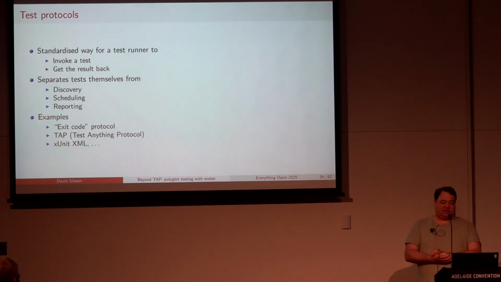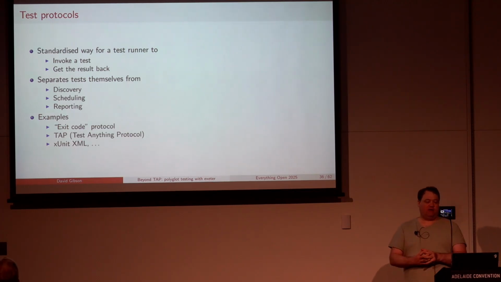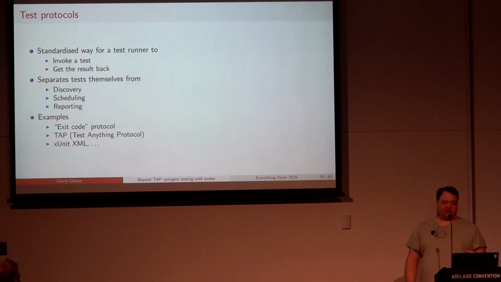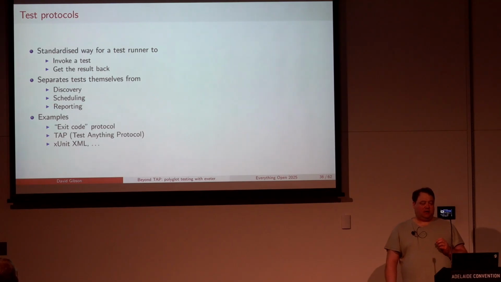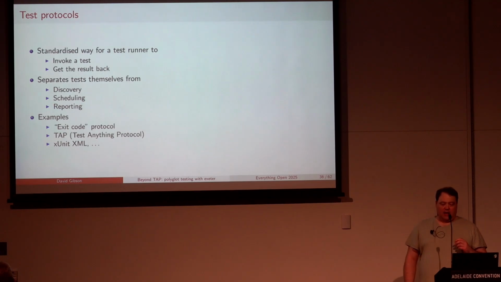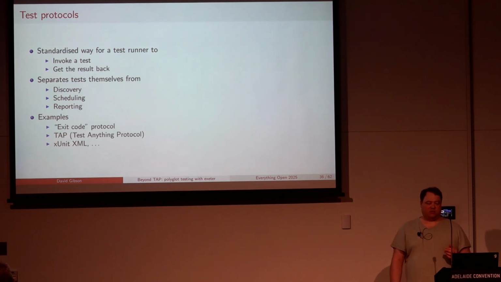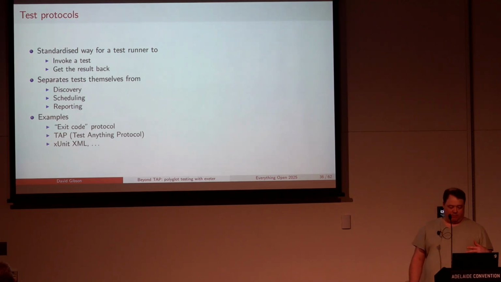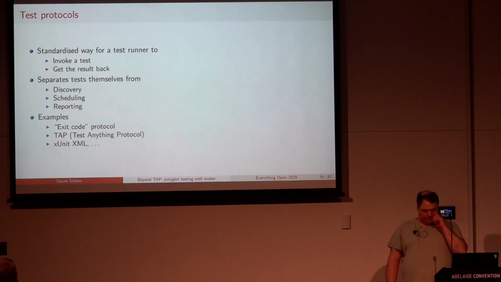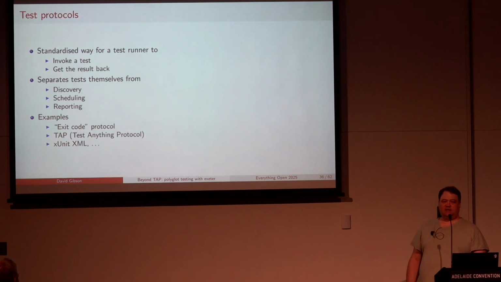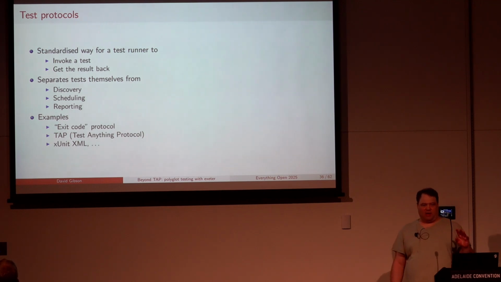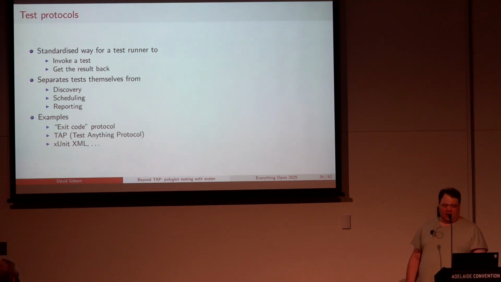is what's called a test protocol. So this is a standardized way for a test runner to invoke a test and get the result back. So it separates running the tests themselves from discovering the tests, so figuring out what tests are run, scheduling and running them, and reporting them. There are several of these, not nearly as many as there are frameworks. I'm going to talk about two. The other big one is XUnit XML. I'm not going to talk about that, although it is used a bit. These are kind of the three ones that you see a lot.